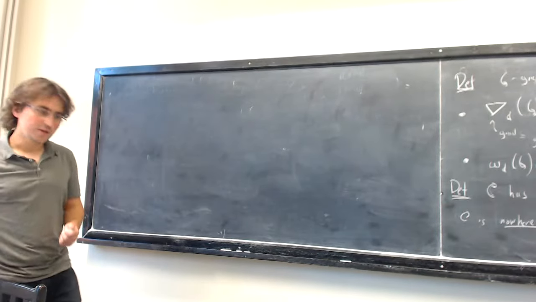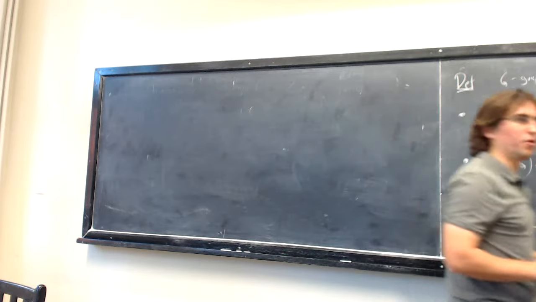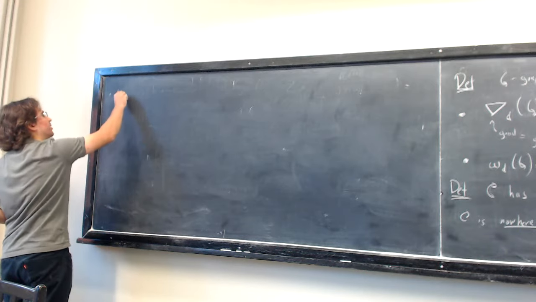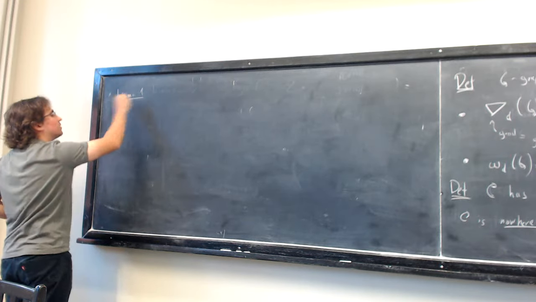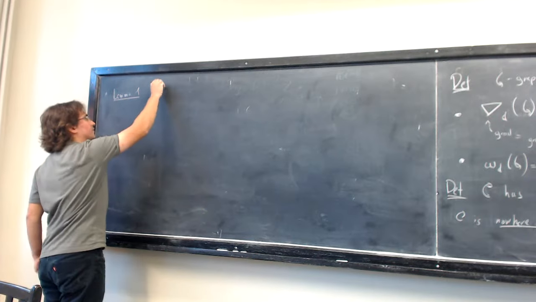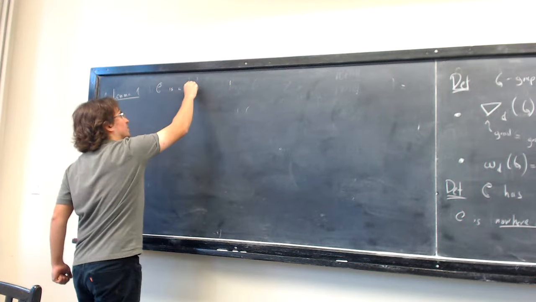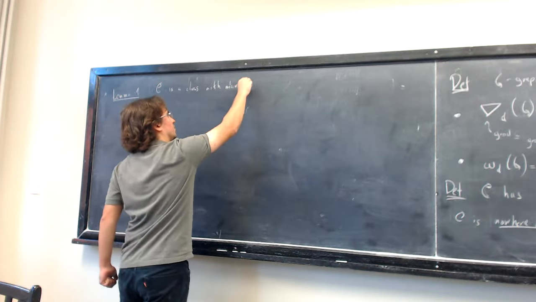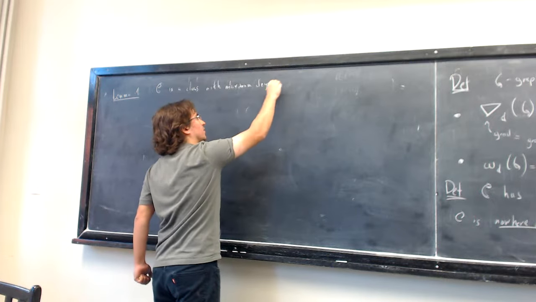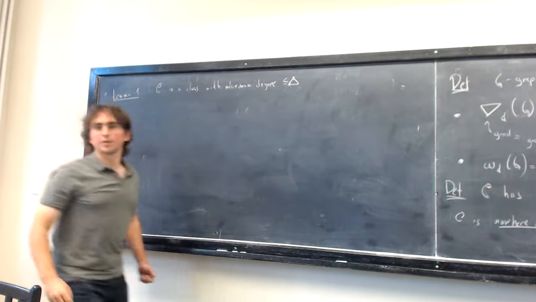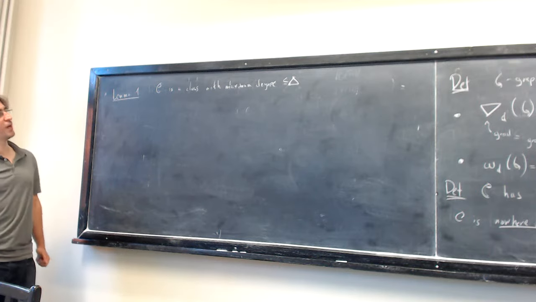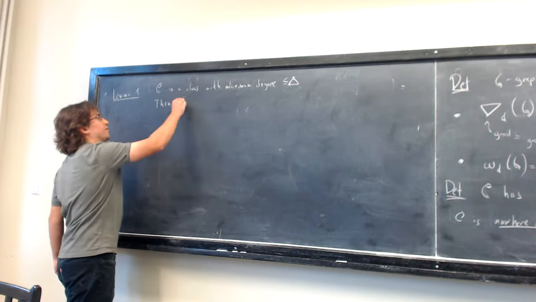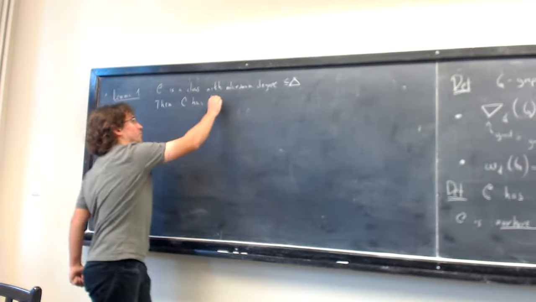So first of all, when you look at just graphs of constant maximum degree, fact one, or lemma one, I claim that if C is a class with maximum degree at most delta, so every member of this class has maximum degree at most delta, then C has bounded expansion.